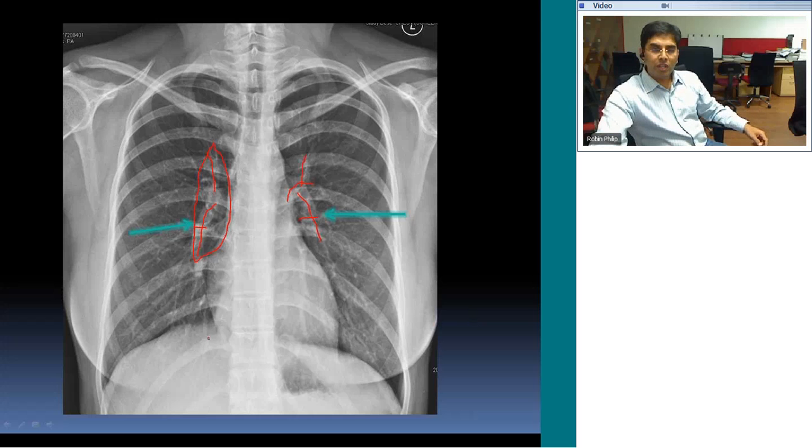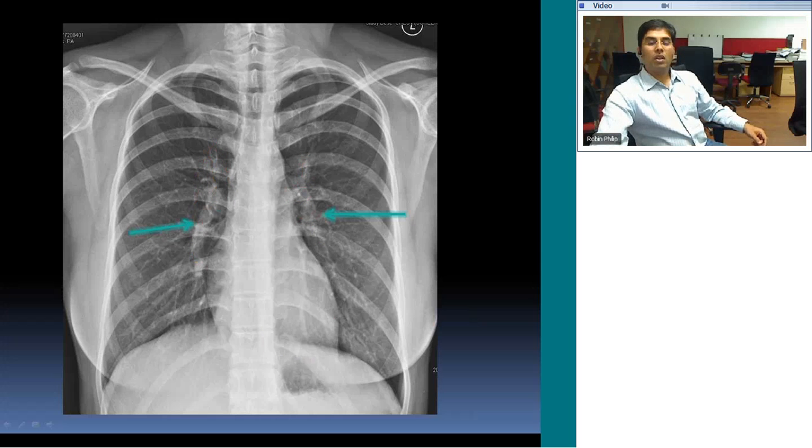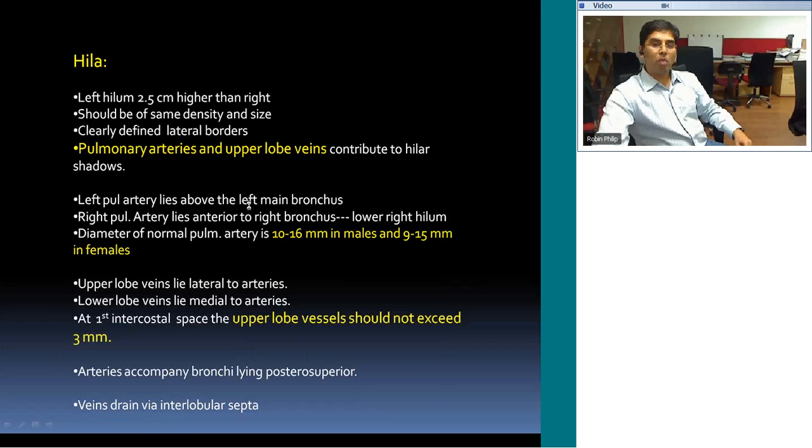Here you can see this is the pulmonary artery, whereas in the lower lobe they are medial. You can see there's a branch here that goes in. Those are the pulmonary veins. They are medial in the lower lobes, whereas they are lateral in the upper lobes. That is the location of the pulmonary veins.